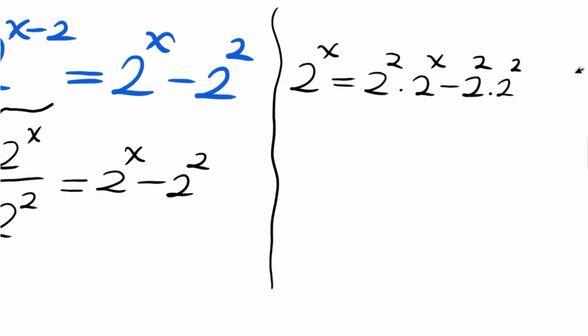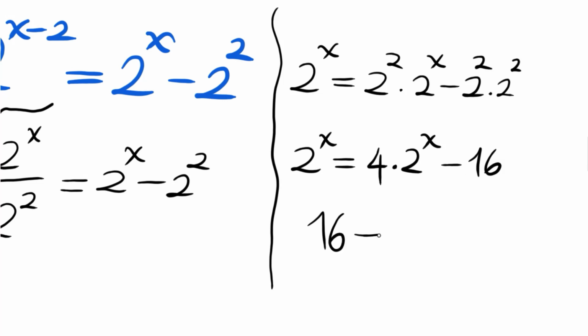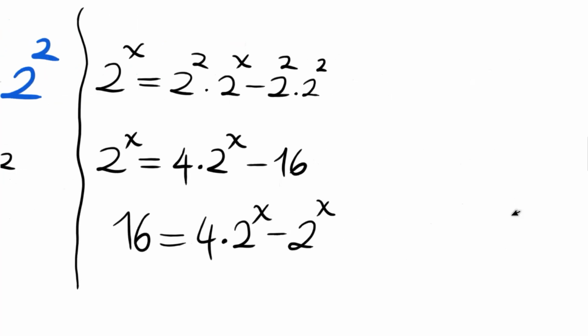Now let me do the operations here. We have 2 to the power x is equal to, this is 4 times 2 to the power x minus, this is 2 to the power 4, or 4 times 4 is 16. Now if we just isolate 2 to the power x term, we will have 16 this side and 4 times 2 to the power x minus 2 to the power x.